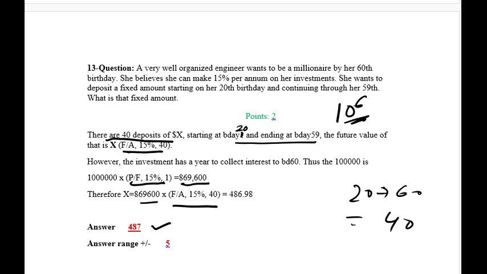So this has to be calculated for 40 years. So 69600 times F/A, 15%, your n value is 40, because from 20 to 60 the difference is 40, and you get 486.98, which can be rounded to 487.